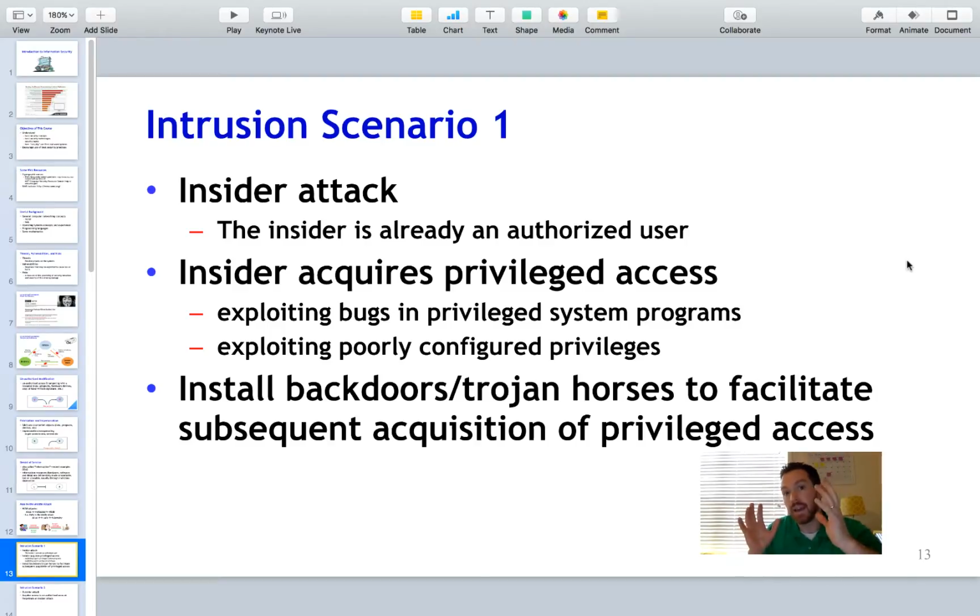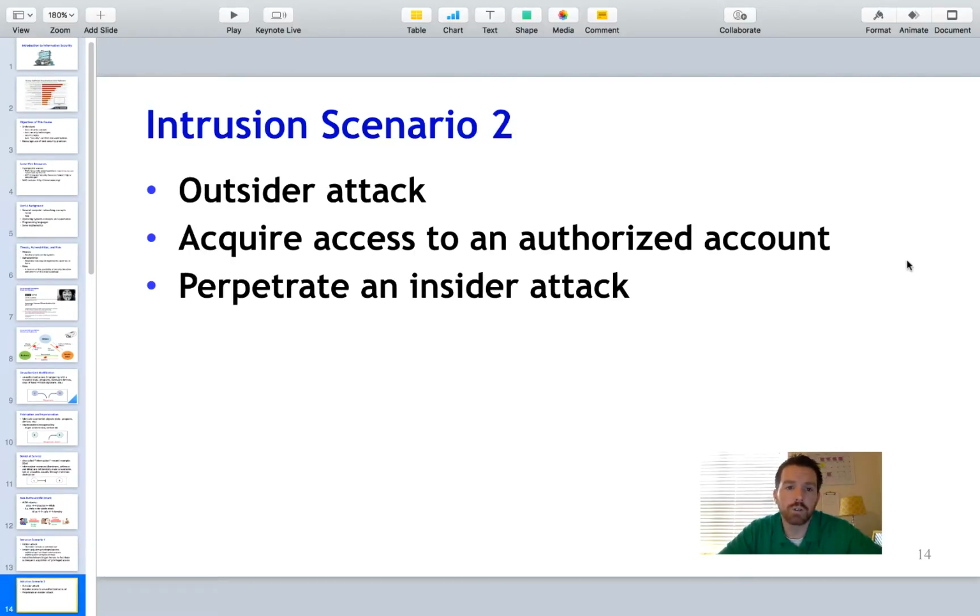I'm a mechanic, and I gain access to somebody in HR, and then at that point I'm able to access social security numbers and bank account information for direct deposit and all kinds of good stuff like that. So this is absolutely huge. Intrusion scenario 2, so you have to worry about outsiders. Acquire access to an unauthorized account, perpetrate an insider attack. So how does this happen?